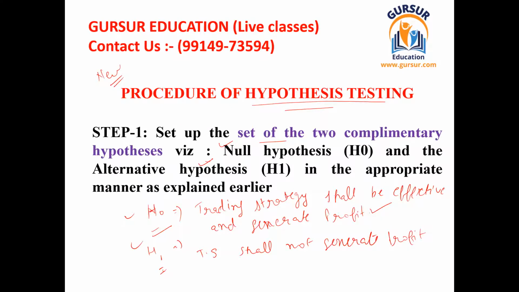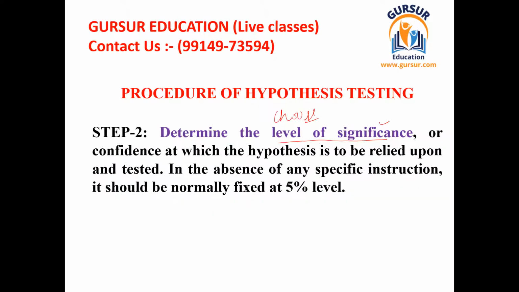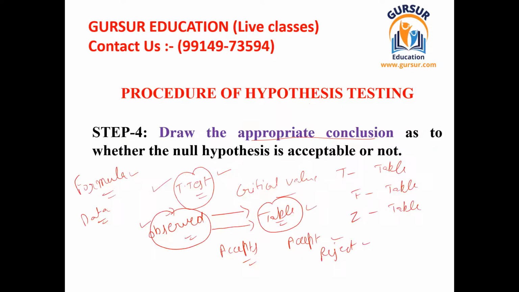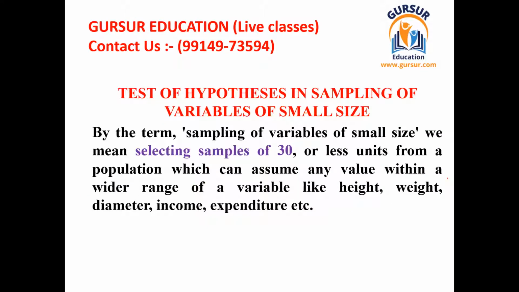Only 4 steps are there: setting up of 2 hypotheses, after that choosing the level of significance, then determination of appropriate tests for your study, then you have to draw your conclusion, and the conclusion is drawn by going through this procedure. I have taught you to the best of my knowledge and belief.